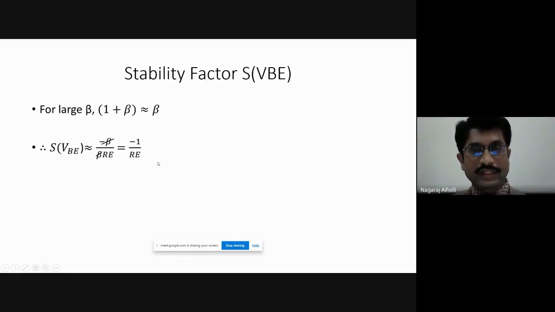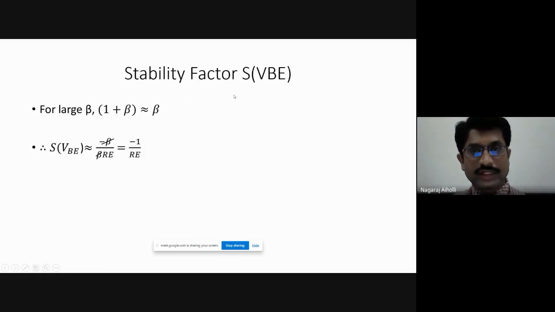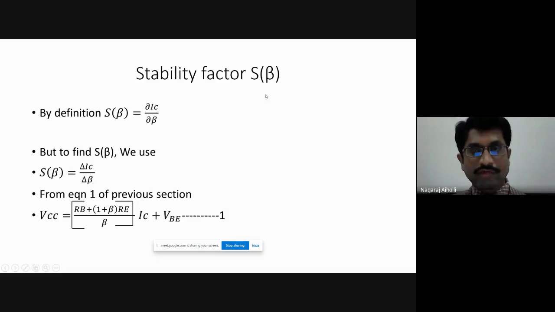In continuation, next is stability factor S of beta. Yesterday we discussed S of VBE, next is S of beta for the emitter bias circuit. We know that S of beta is dou IC by dou beta. S of beta is the variation of IC with respect to beta. To find S of beta, we use S of beta is delta IC by delta beta. I told this in the previous classes.